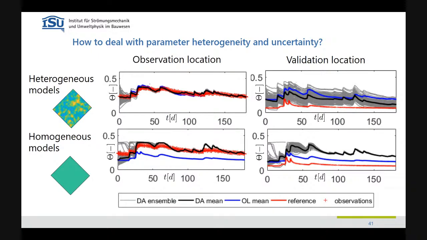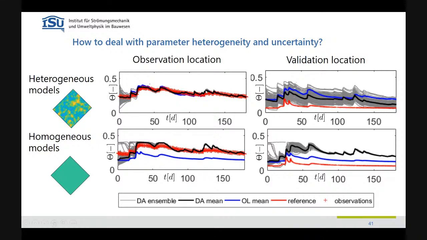So again, this is here now my prediction of water content at different sensors. So here at a location where I have observations directly, and here where I do not. And here is this strategy if everything is heterogeneous and here homogeneous. Now the colors have changed a bit. So gray is again my ensemble. In black is now my ensemble mean. This is what I would predict. And in red is the virtual truth, so to say, the observation. And in blue, as a reference, is the mean of the ensemble that I would get if I don't do updates. So if I don't take observations into account, if I just run my ensemble forward.